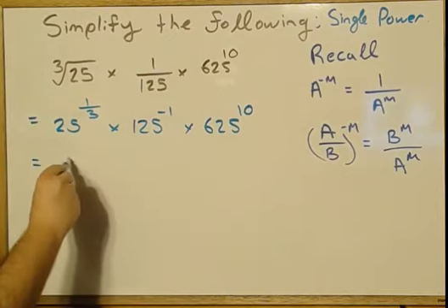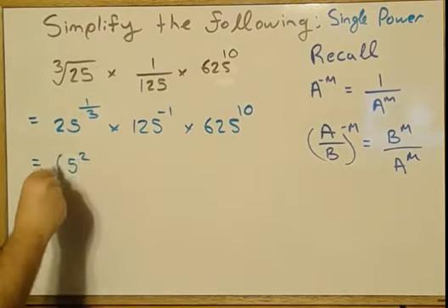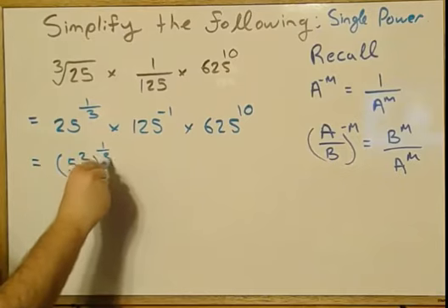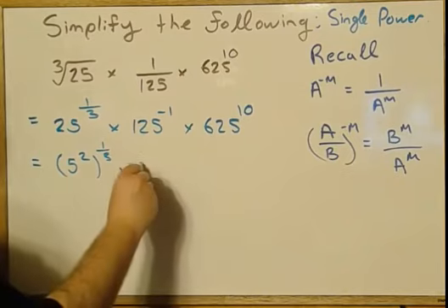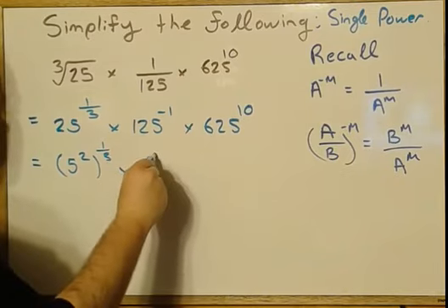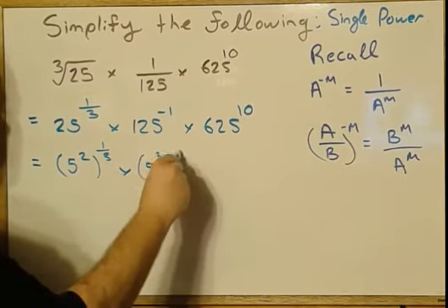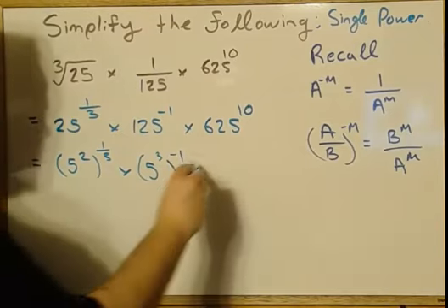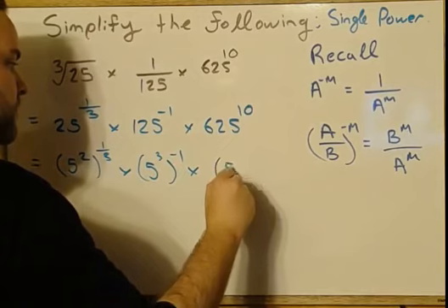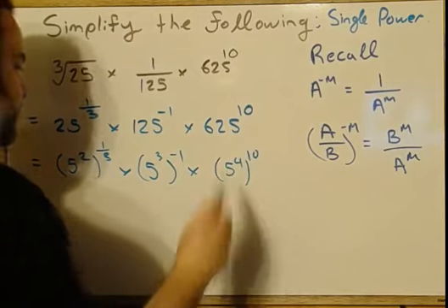Okay, so let's rewrite these all with a base of 5. So 25 is the same thing as 5 squared, to the power of 1/3. 125 is the same thing as 5 to the power of 2. Sorry, 5 to the power of 3, to the power of negative 1. And 625 is the same thing as 5 to the power of 4, to the power of 10.